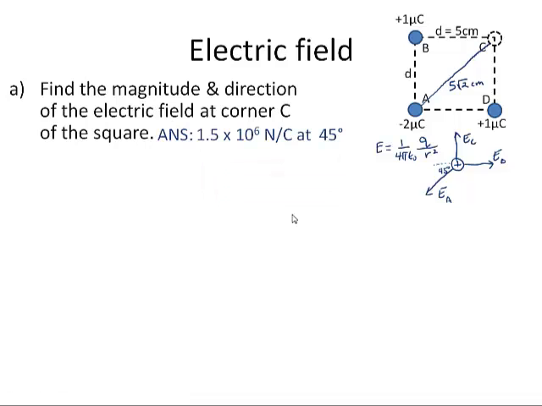If you plug in all those numbers, you should get an answer of 1.5 times 10 to the 6 newtons per coulomb at 45 degrees. So that means that E and B together sort of dominated EA. So the ultimate direction would be up and to the right.